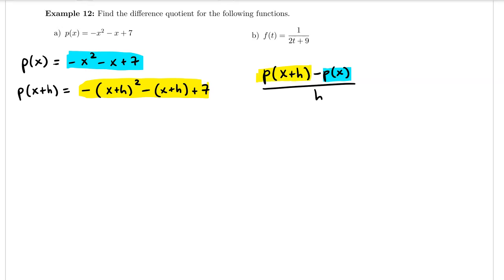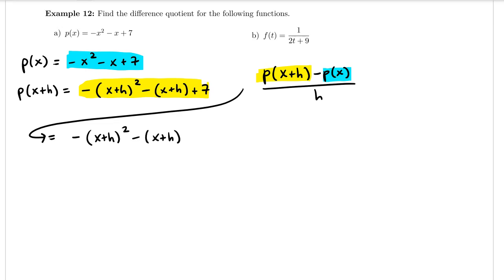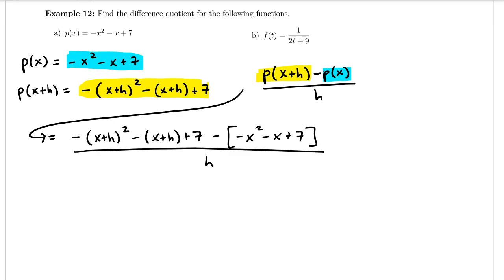Let's go ahead and say that that is equal to negative x plus h quantity squared minus x plus h plus 7. Then we have minus our original function, and don't forget to put brackets or parentheses. And this is all over h. Now, in the numerator, negative quantity x plus h squared, we've already expanded x plus h squared, so I'm just going to go ahead and rewrite that from the previous example.